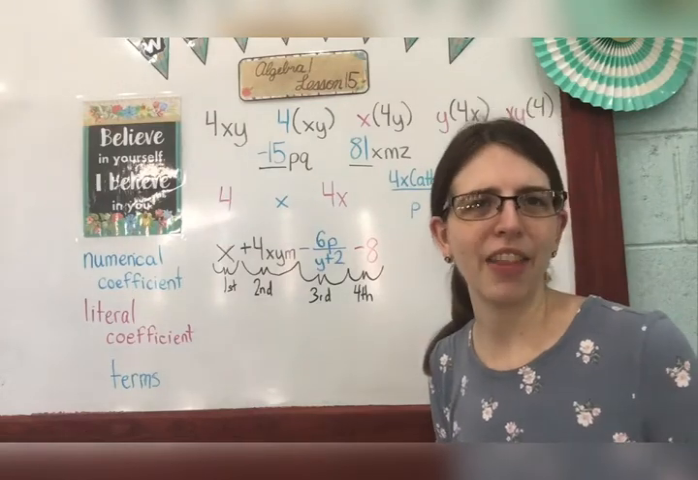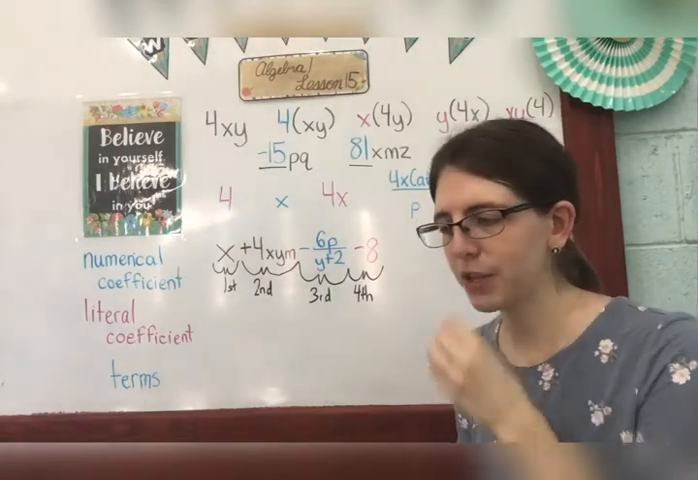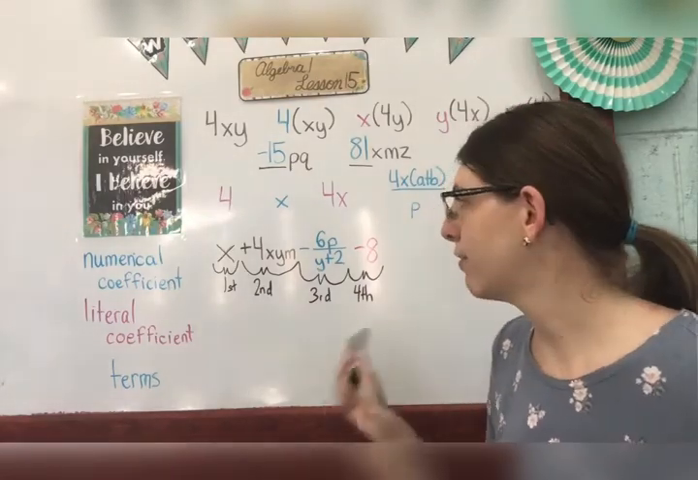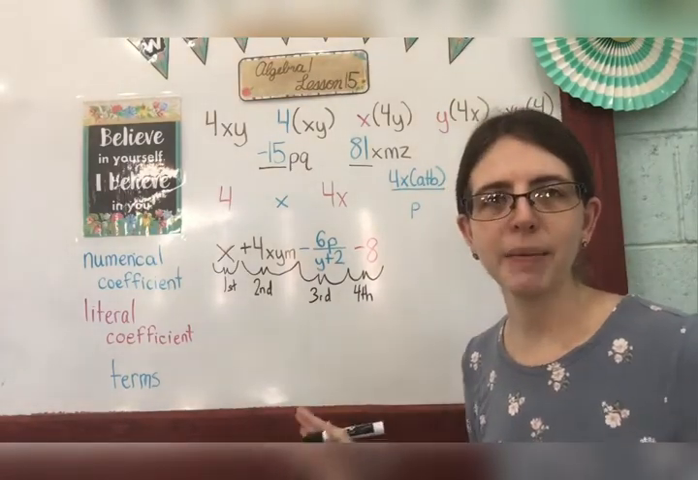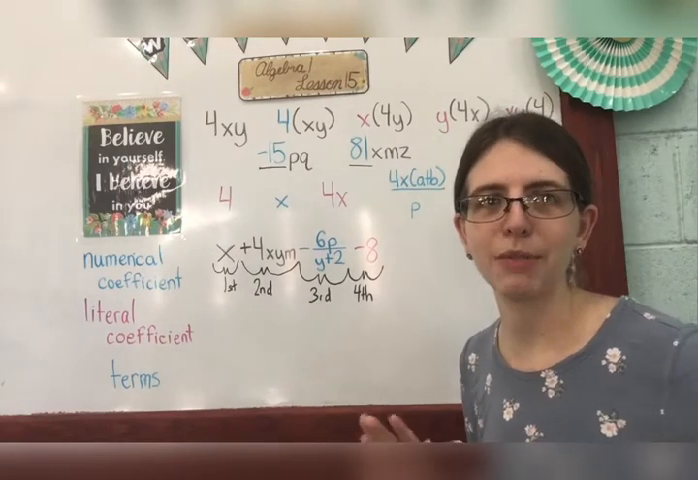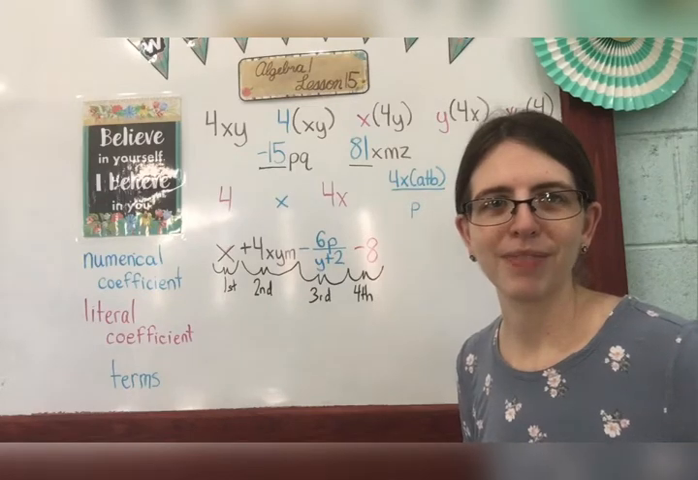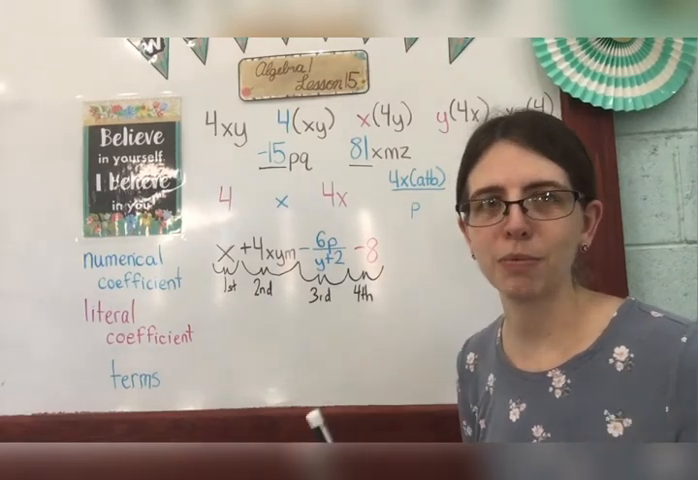Okay, do you understand how that works? Does that make sense to you? If this is confusing to you, please let me know and we can keep doing other examples, other problems. Okay, now we're going to keep going learning about the distributive property.